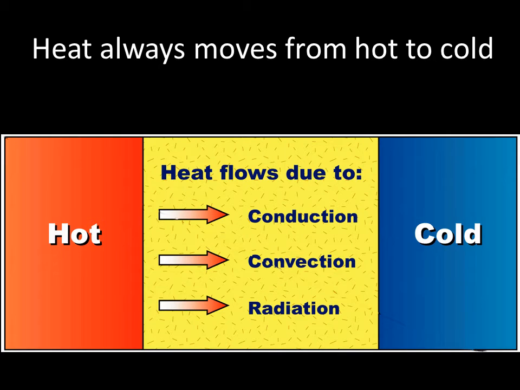Heat always moves from hot to cold, high to low. So heat is always trying to spread out, get equal. So heat moves from hot to cold. And heat can move in three ways: conduction, convection, and radiation. But it moves from hot to cold.